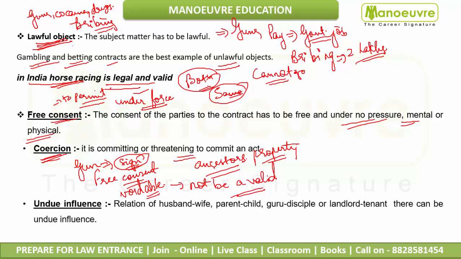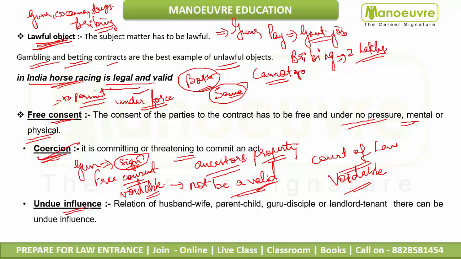It will become a valid contract when you actually feel, okay, I will sell him my property. But if you go to the court of law saying that force has been used on me and thereby I have signed the contract, I do not intend to perform my contract, then it will be a voidable contract. So one of the most important points is that the consent has to be free. There shouldn't be any coercion to it.